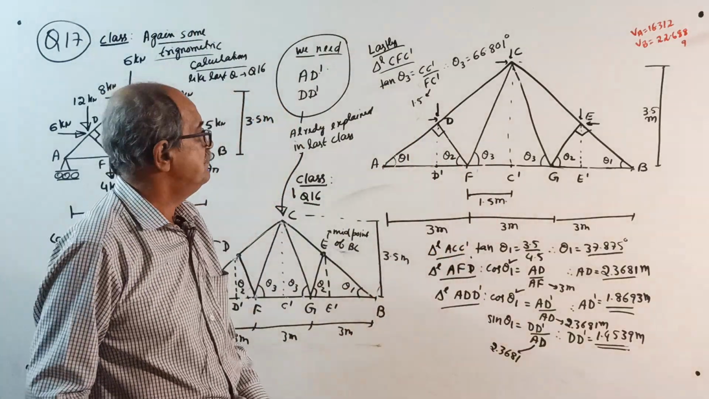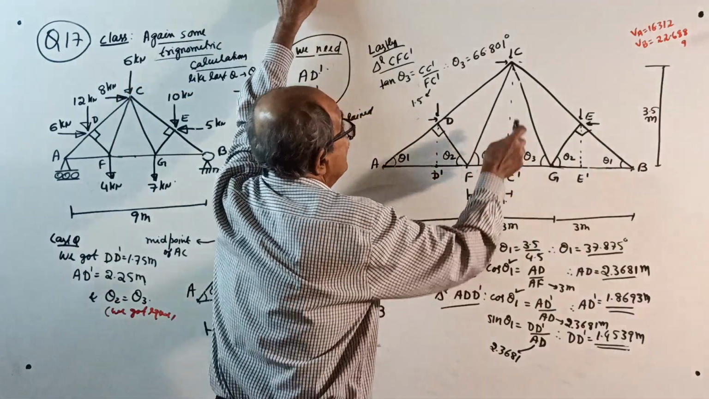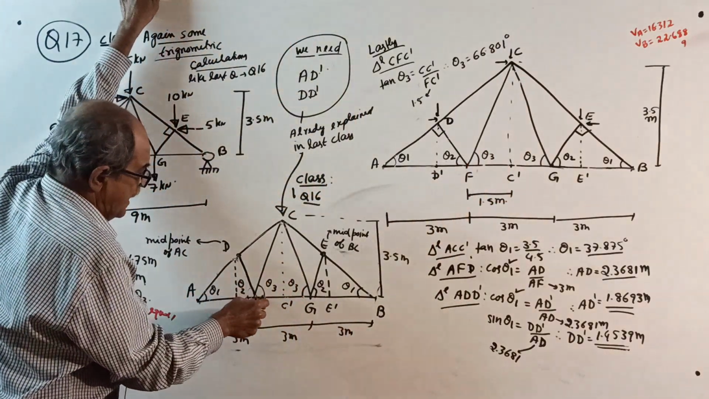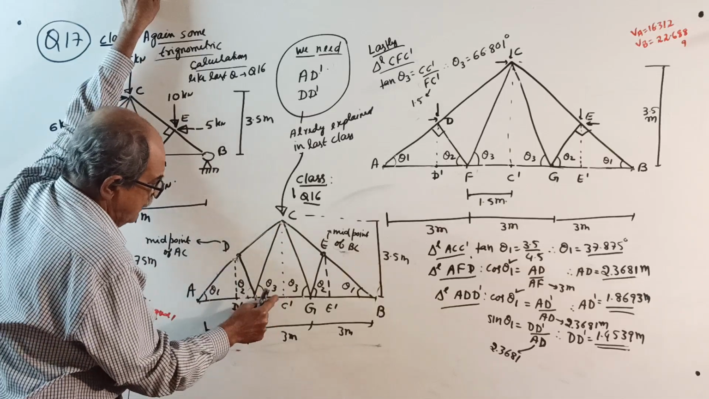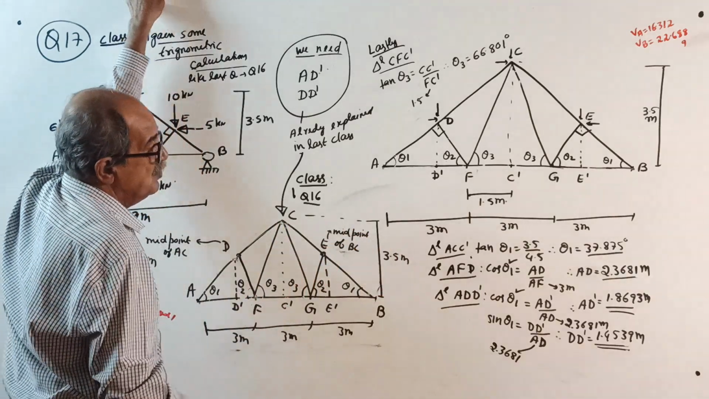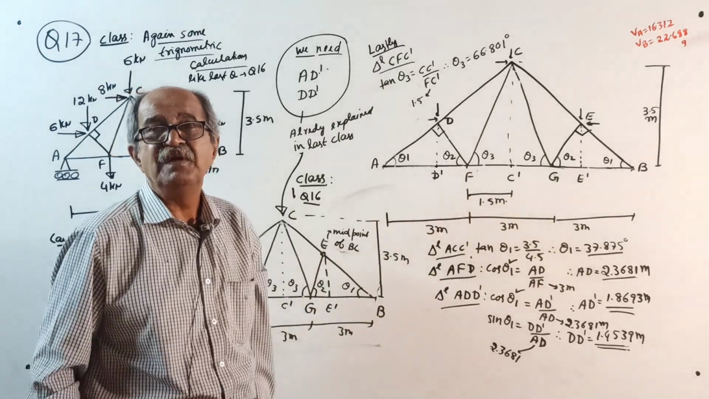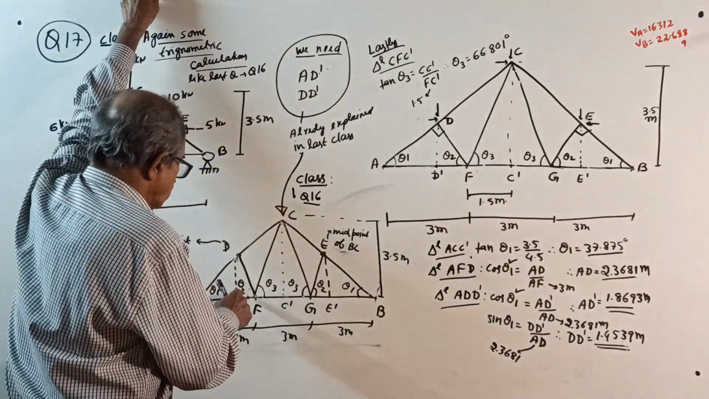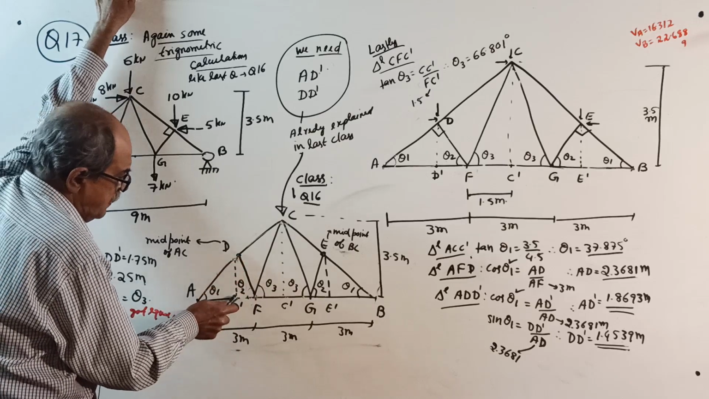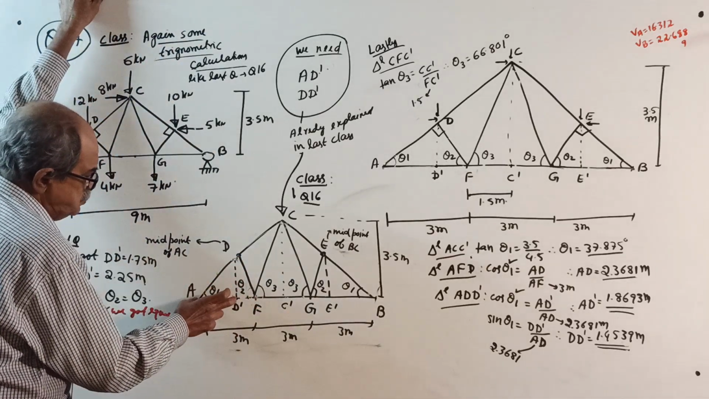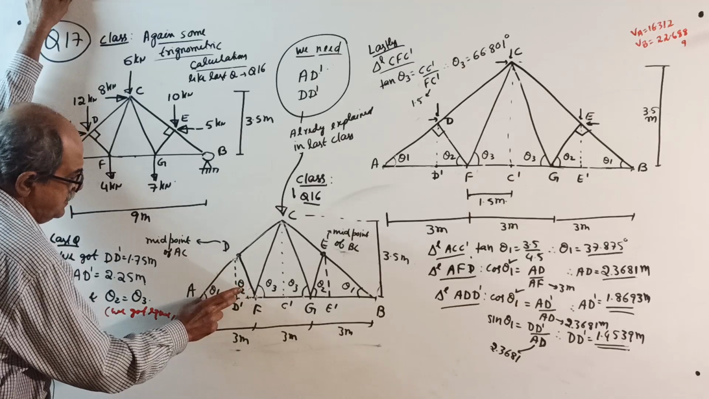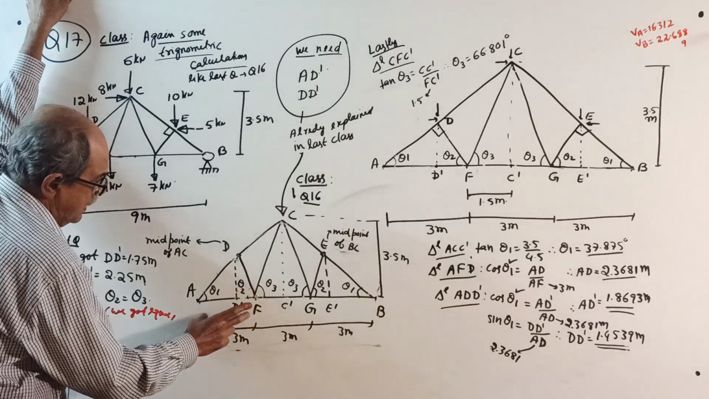It is the same as last time. And theta 3: CC dash by FC dash, so tan theta 3 equals CC dash by FC dash. CC dash is 3.5, FC dash is 1.5. That is also the same as last time. But to get theta 2, last time you required tan theta 2 equals DD dash by D dash F. Anyway, once you get AD dash, this is 3 meter. Once you get AD dash, D dash F is 3 minus this distance.